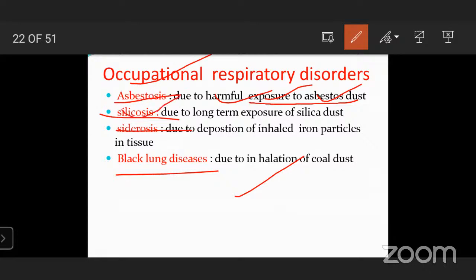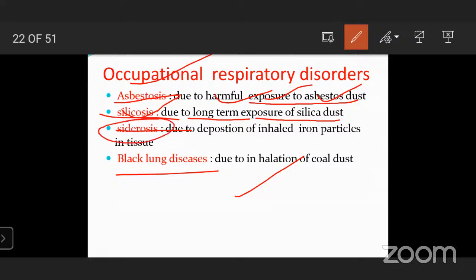And silicosis. What is silicosis? Due to long-term exposure of silica dust. That is called silicosis. Occupational respiratory disorders. So silicosis is due to long-term exposure of silica dust.